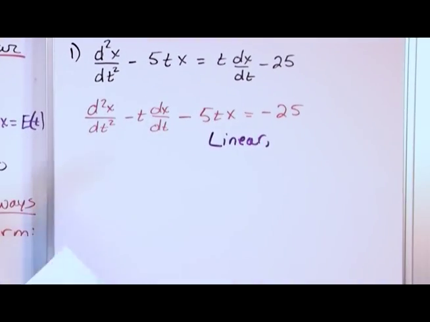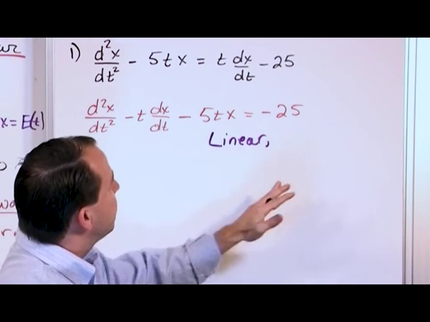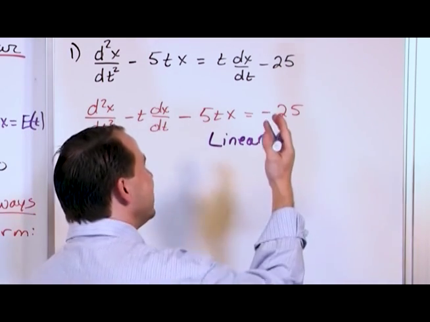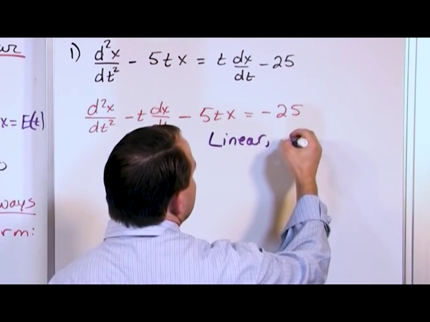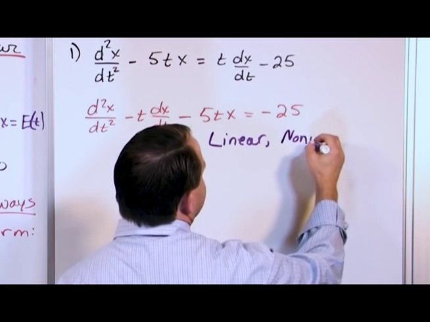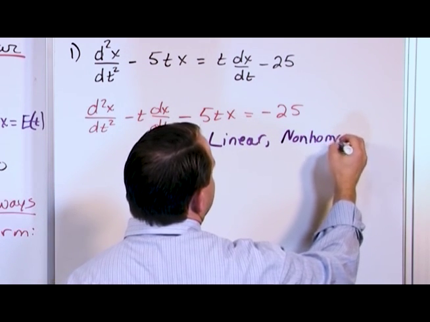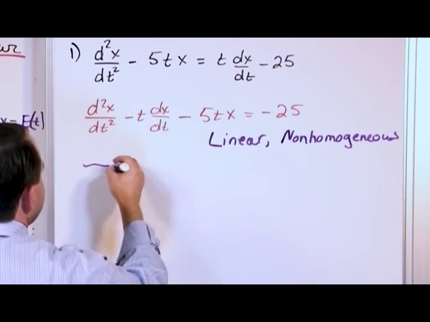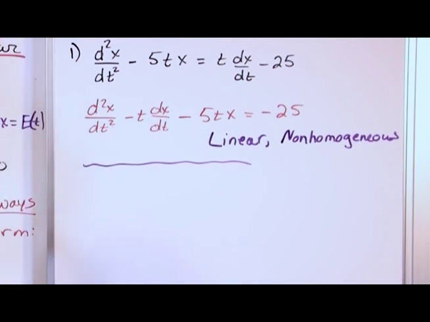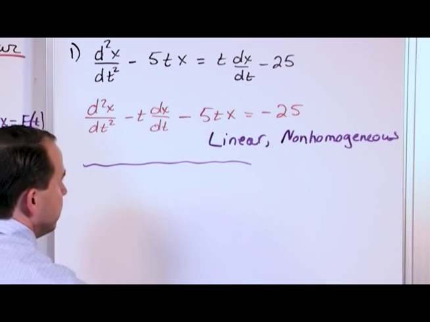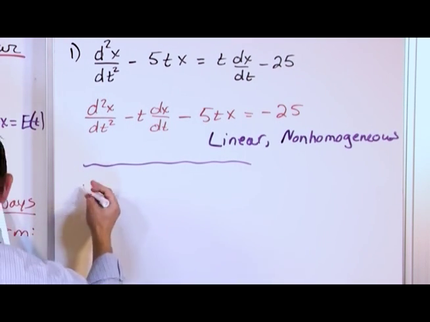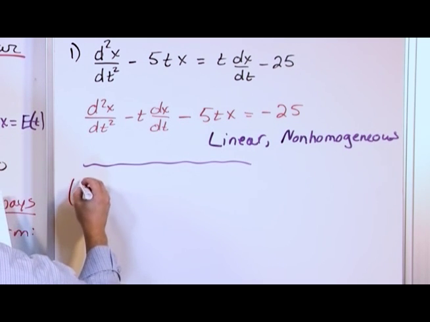Right? It's linear. Now, the next thing we want to ask is, is it homogeneous or non-homogeneous? Well, homogeneous means the forcing function E of t on the right-hand side is 0. Clearly, it's not 0, so it's non-homogeneous. You just need to think about it a little bit, move these guys over, and make some progress.